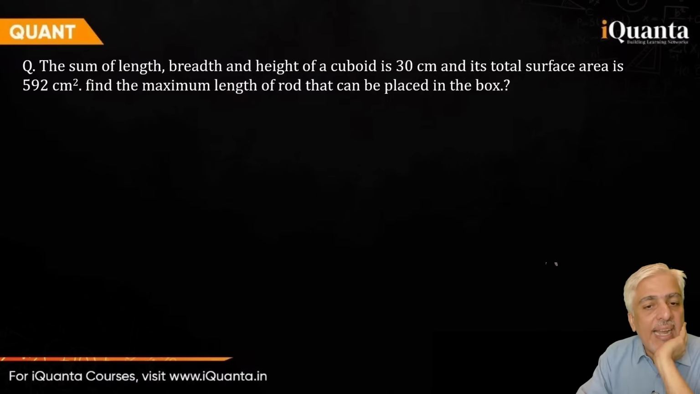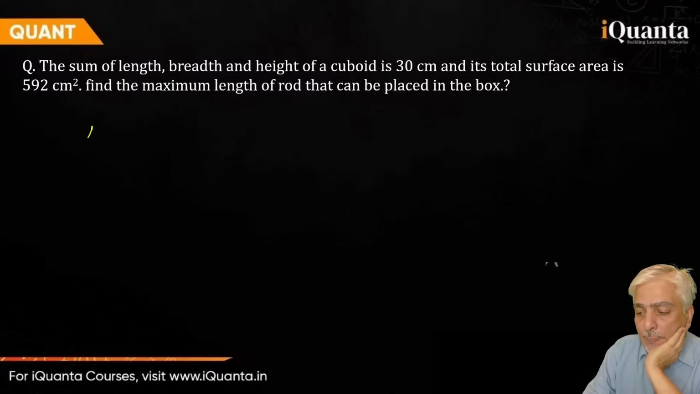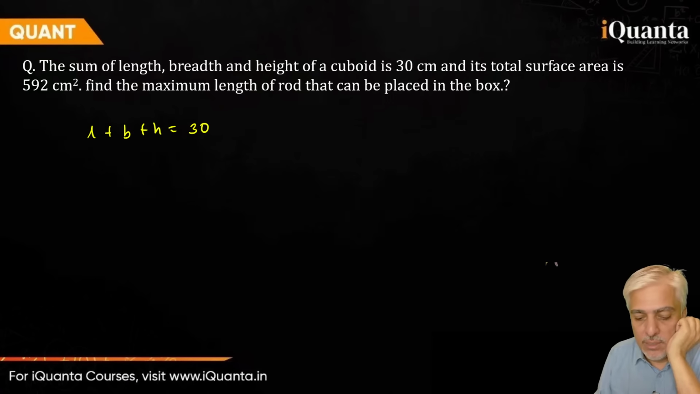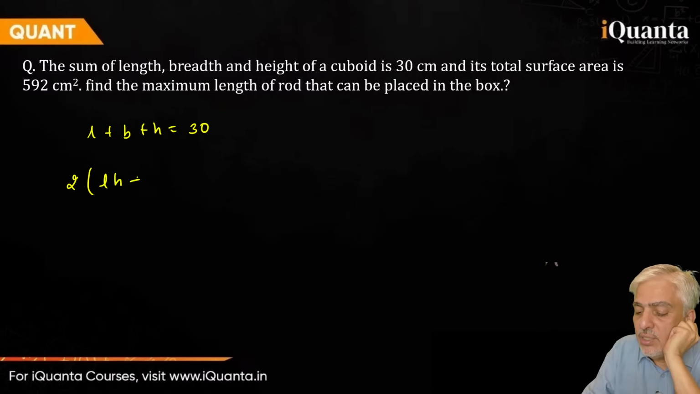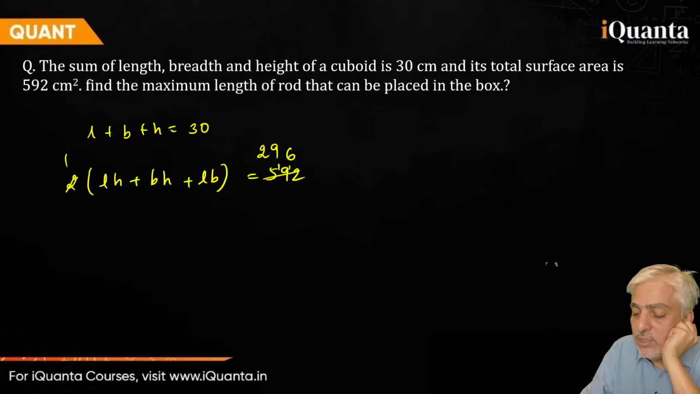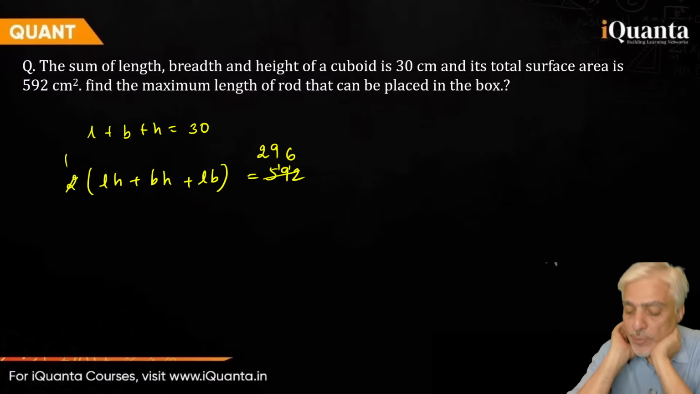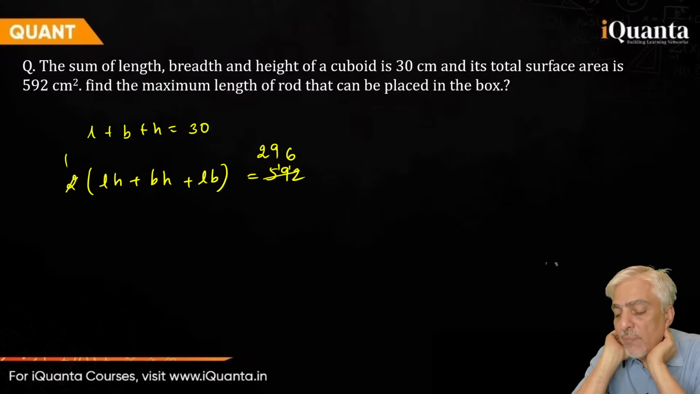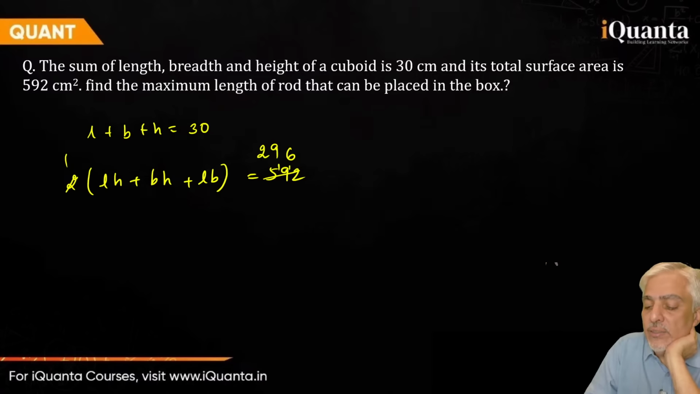The sum of length, breadth and height is 30. So L plus B plus H is 30. Find the total, and its total surface area is 592. Total surface area is 2 bracket LH plus BH plus LB is 592. 2 ones are 2, 2 twos are 4, 2 nines are 18, 2 sixes are 296. So LH plus BH plus LB is 296. They've asked for the maximum length of the rod that can be placed. So we need root of L square plus B square plus H square.